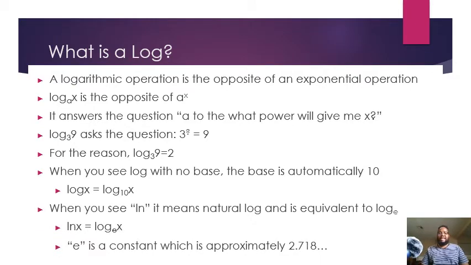When you see ln, it literally means natural log and is equivalent to log base e. So ln x is the same thing as saying log base e of x. E is what's known as the natural number. It's a constant, just like pi. It's approximately 2.718, and it keeps going. But it's just a number. So e will always be the same number.